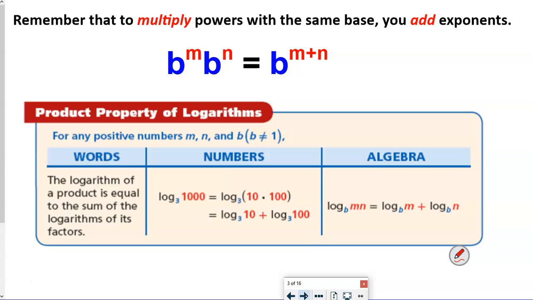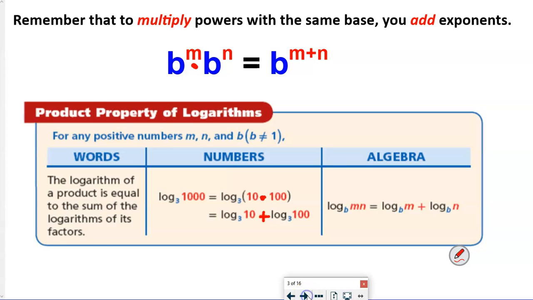The logarithm of a product is equal to the sum of the logarithms of its factors. Okay, so notice here that we've got a multiplication sign there, and we can then break that up into adding like we did up here. This is multiplication right here between these two functions, but then when we translate it, it becomes addition. So when we have log base b of m times n, if we want to expand it, we're going to say log base b of m plus log base b of n.